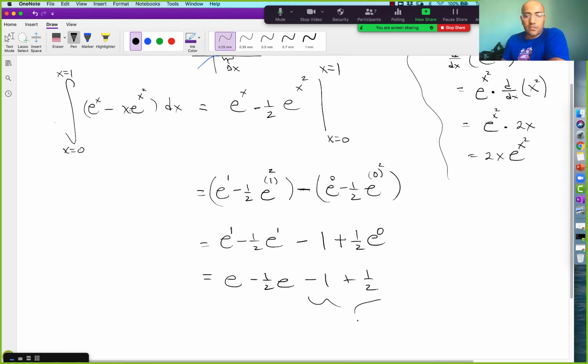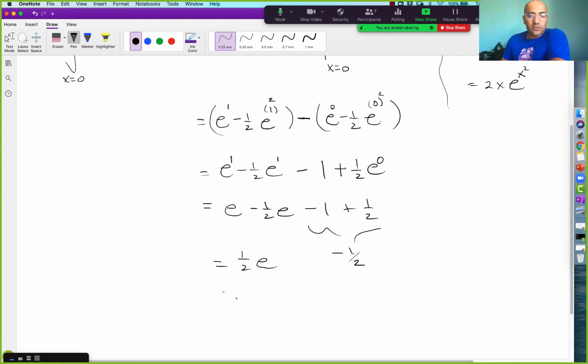So these two just give me a minus 1/2. Minus 1 plus 1/2 is minus 1/2. And 1 minus 1/2 just gives you a half. So it's just going to be 1/2 e minus 1/2, which we can just rewrite as 1/2 times parentheses e minus 1. Good. Any questions?